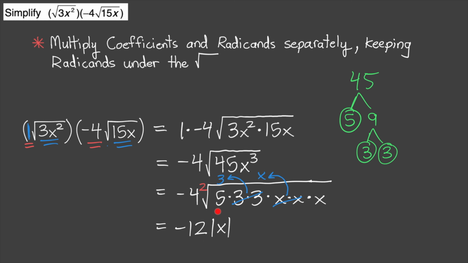All right, so what's left underneath the radical? I'll go ahead and underline that in green. We have a 5 and an x. So we just multiply those, and we have 5x in the radical. So our final answer is -12, and I'll highlight these guys here as absolute values. So -12 times the absolute value of x times the square root of 5x. And that is our final answer.